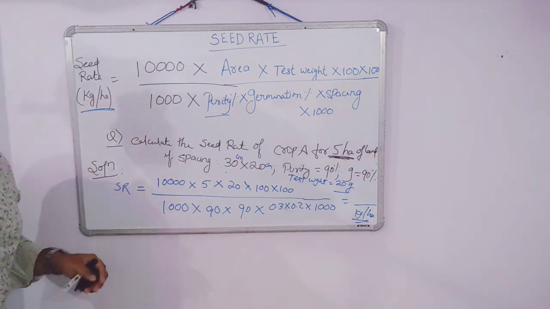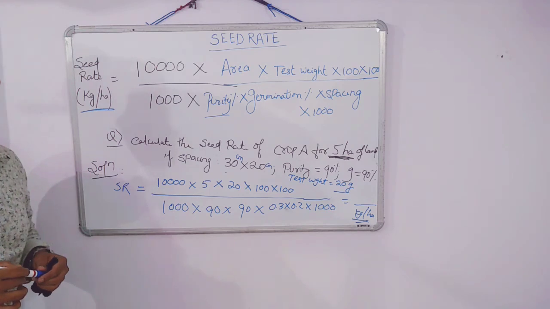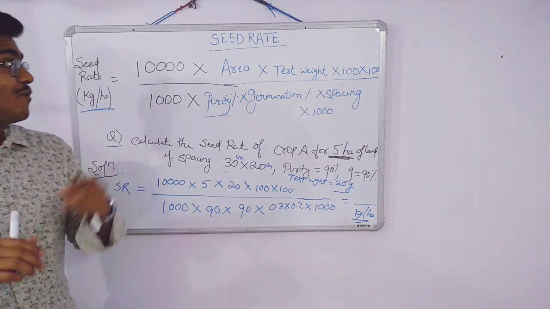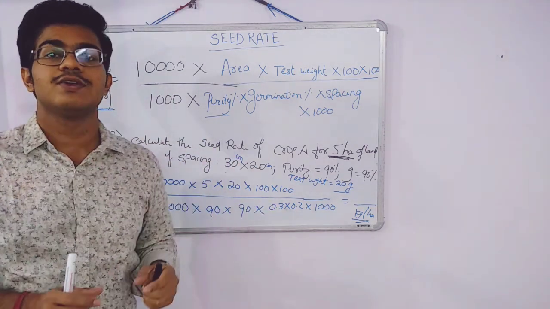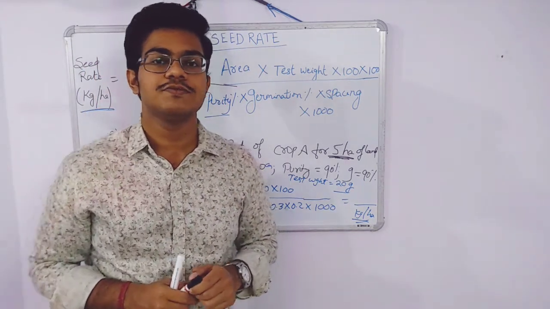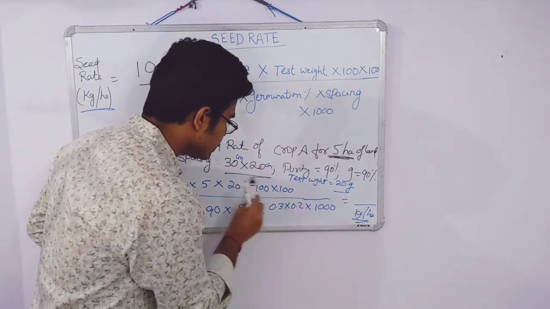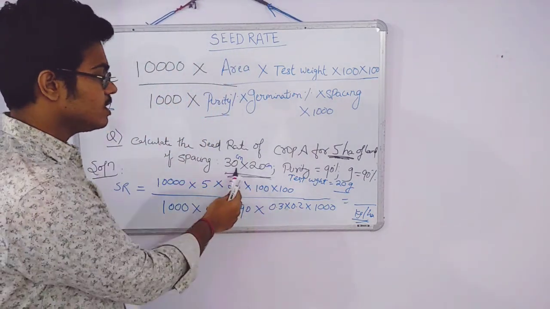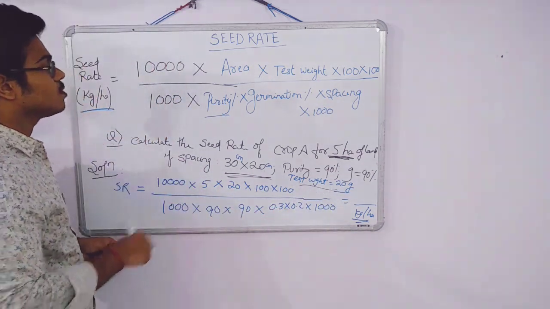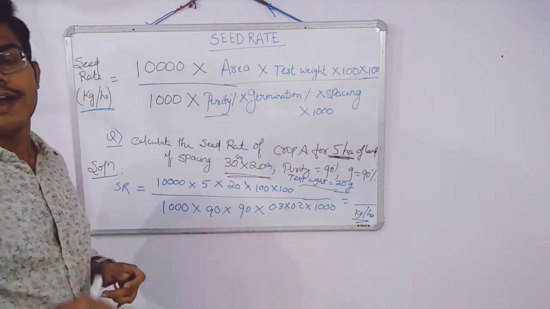This is how we have to calculate the seed rate for kg per hectare and for gram per meter square. This is all in this video, on how we have to calculate the seed rate for a particular area of crop. I hope that you learned well from this video. Here we have to always remember to convert the spacing into meter. The unit should be converted into meter. Test weight will always be in grams. Okay, and we have to remember both formulas so that we can put in the values and get the answer.